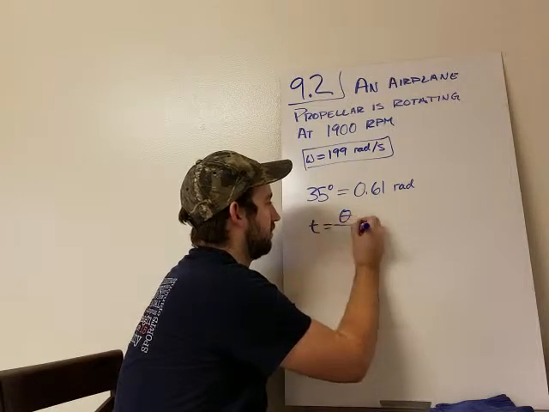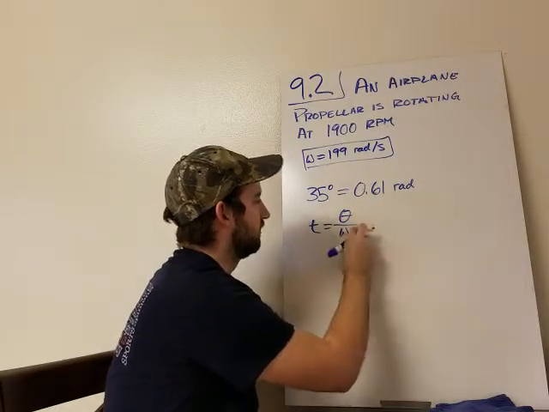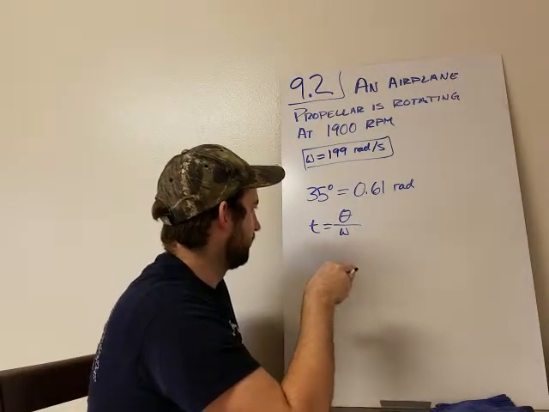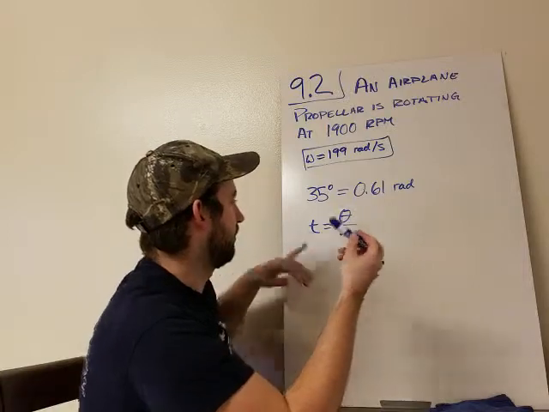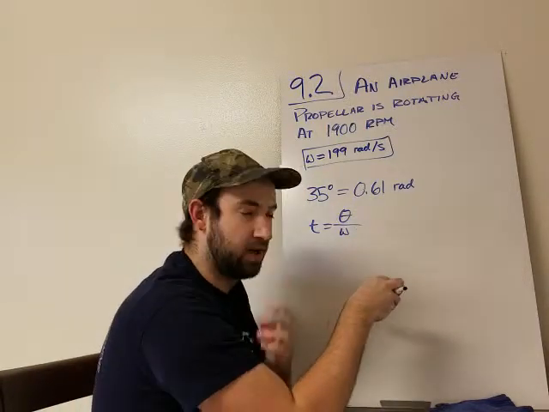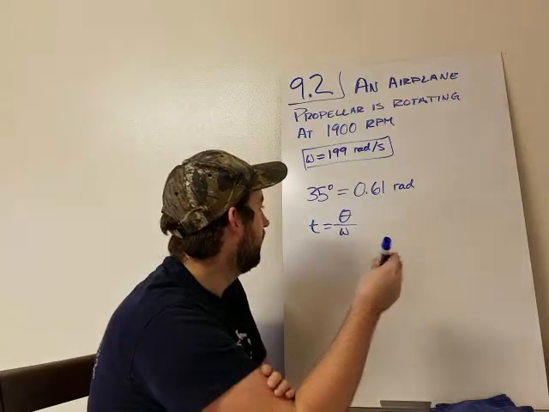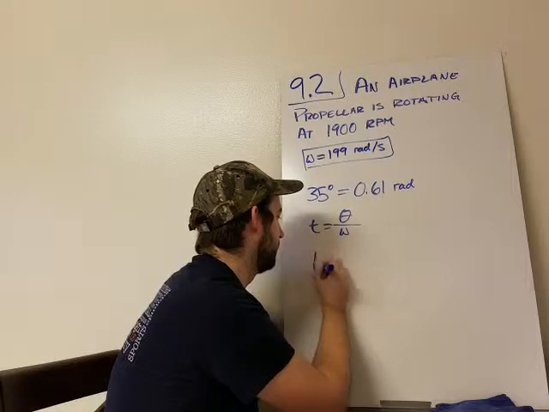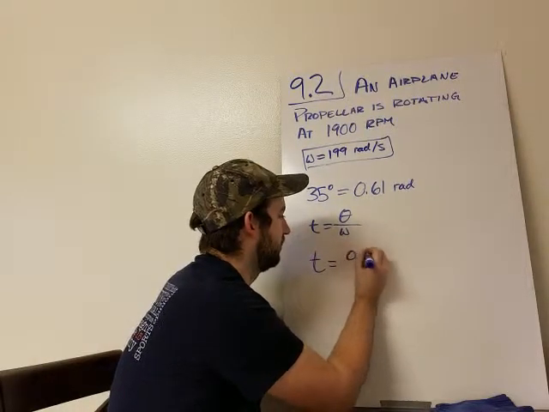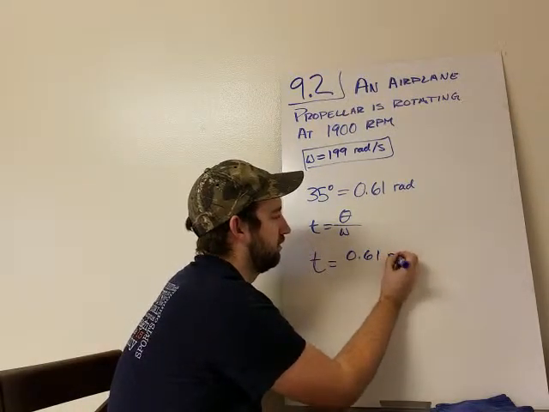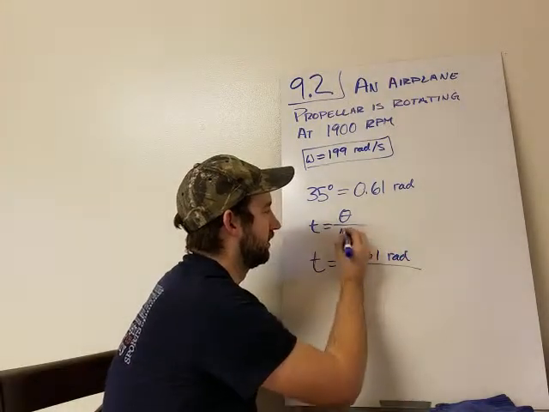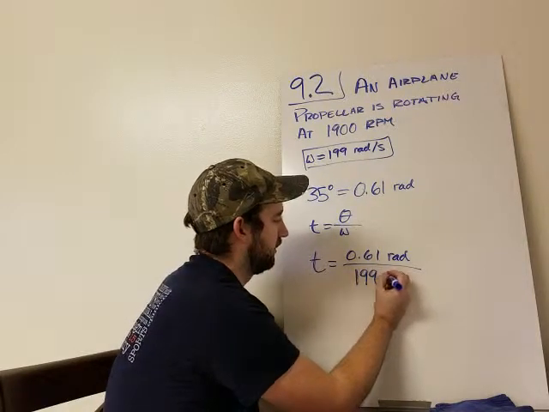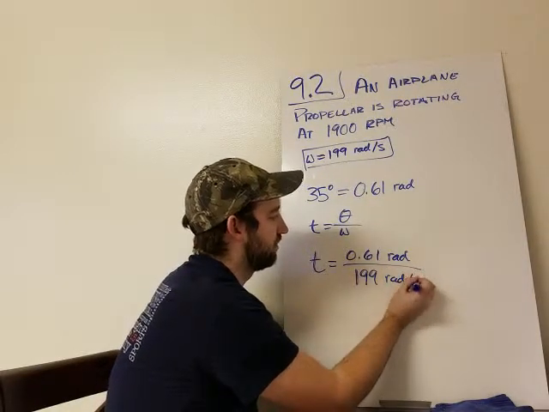Now we're going to need to use one of our equations, and it's that time is equal to the angle over the angular velocity. Since we're looking for time, and we found the angular velocity in the previous part, and we found our angle in radians, we have everything we need. So that's going to be t equals 0.61 radians over that angular velocity we found, which is 199 radians per second.